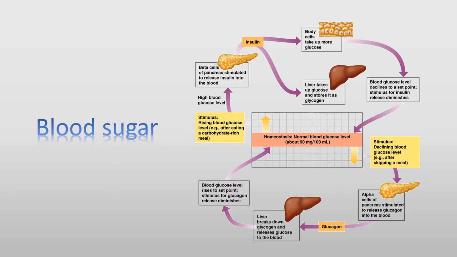Looking specifically at blood glucose, the receptors are the alpha and beta cells in the pancreas. These cells also act as the control centers. When blood glucose is high, such as after a meal, the beta cells detect this and they produce the hormone insulin. The target organs are the liver and muscles. These are the effectors. The response is to take up glucose and convert it into glycogen.